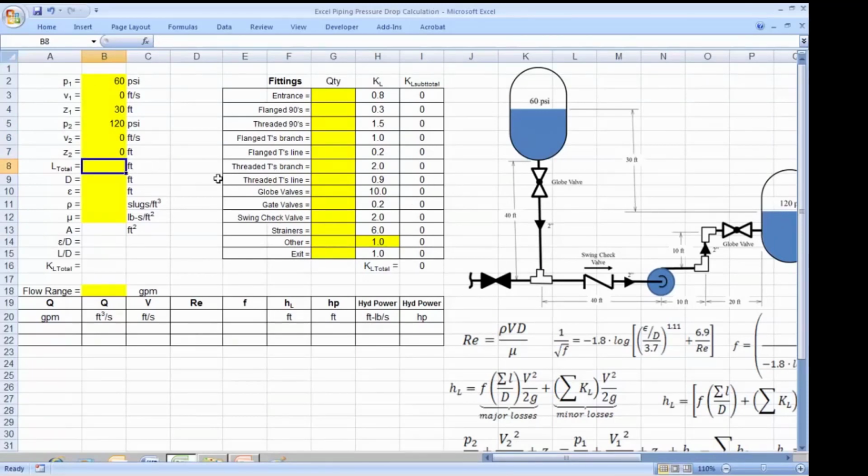The total length of all the pipe, you can add this up. I went 40 plus 40 plus 10 plus 10 plus 20. All together, if you add those together, you get 120 feet. The diameter is going to be 2 inches. I've placed this as feet though, so I'm just going to go ahead and say 2 divided by 12. And the roughness I can look up in a table. We're going to use galvanized or commercial steel pipe.